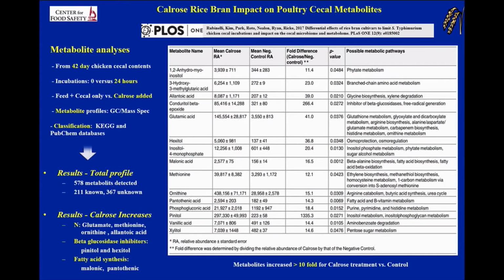Fatty acid synthesis, malonic and pathogenic acids were picked up. Some of these reflect some of the short-chain fatty acid pathways you'd expect, such as butyrate formation, et cetera. And as I said, most of these are all tenfold increase of cow rows versus control.